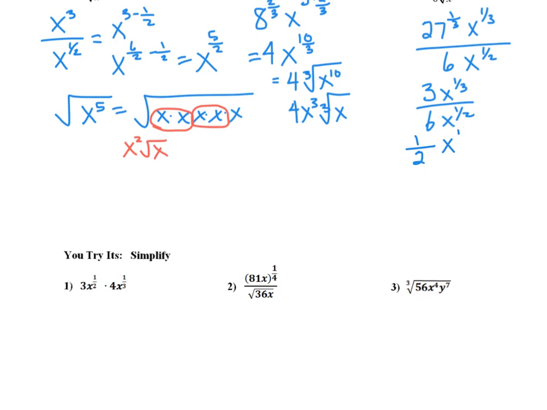X to the 1/3 minus 1/2. When I do that subtraction, it'd be 1/2 x to the 2/6 minus 3/6, which is negative 1/6. Negative exponent means move it to the denominator, so 1 over 2 x to the 1/6. As a root, 1 over 2, the 6th root of x.